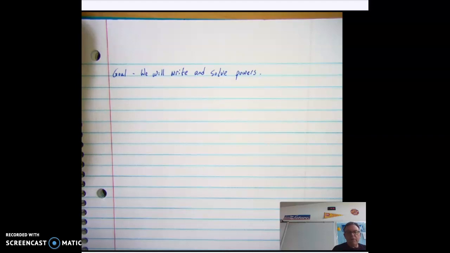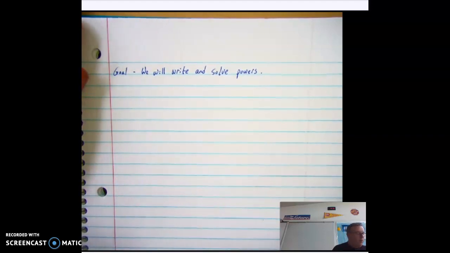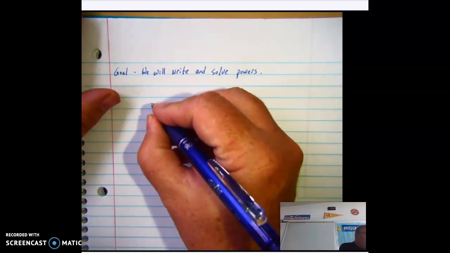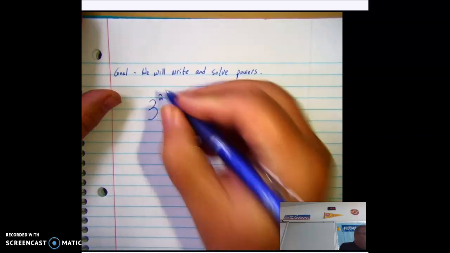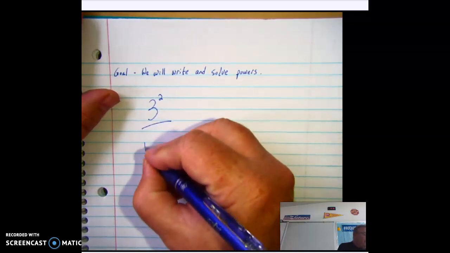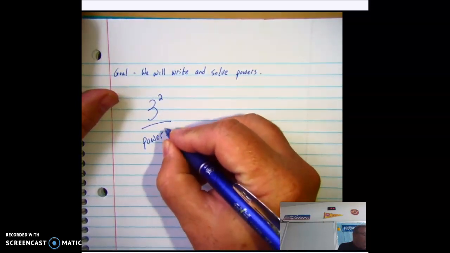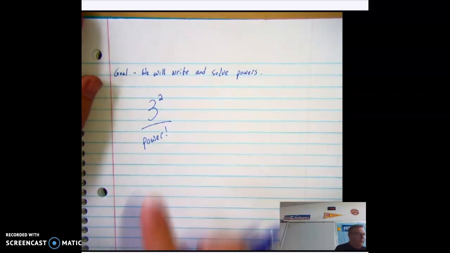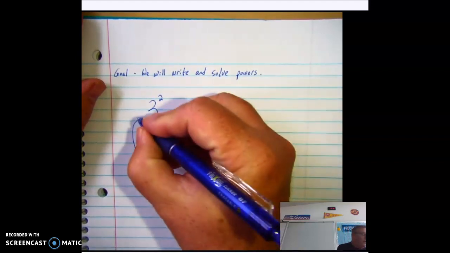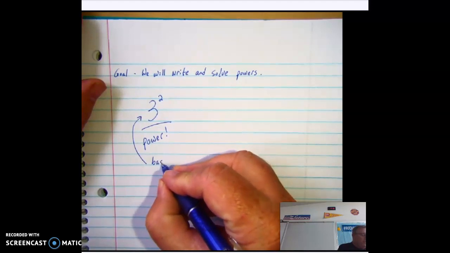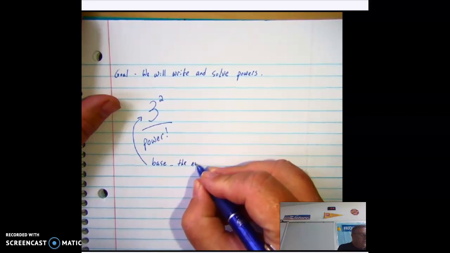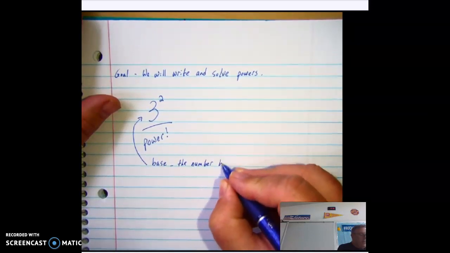So the good news is I'm sure a lot of you already have some understanding of powers. This entire thing, when you see 3 to the 2nd, this entire thing is called a power. And that power includes both of these. The 3 is what we call a base. And the base is the number being multiplied.